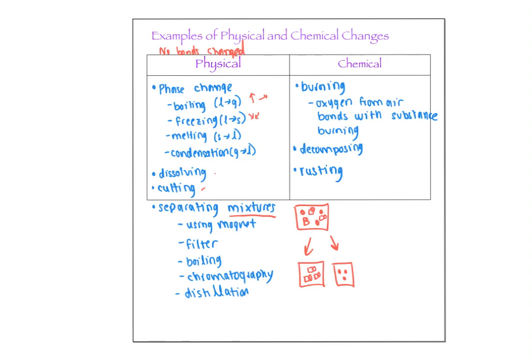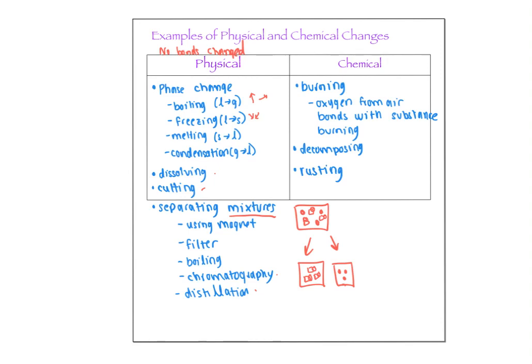We learned how to do that at the beginning of the year. So pour the liquid and the solid through the filter. The solid sits on top, the liquid goes through the paper. We could boil if these are two liquids with different boiling temperatures, okay? We could do chromatography, which we'll learn about this year, distillation. So again, any separating of a mixture is a physical change, okay?